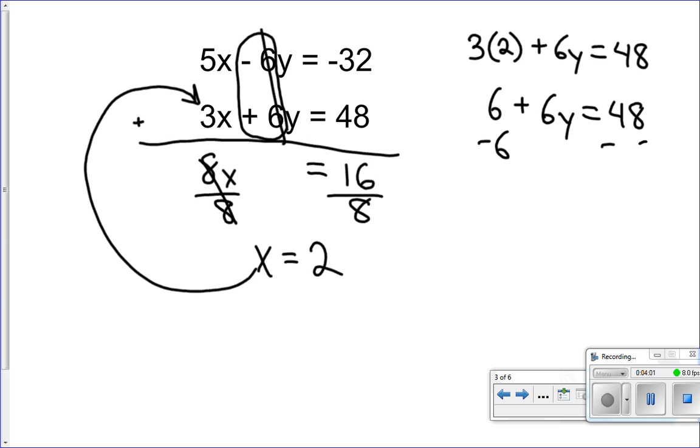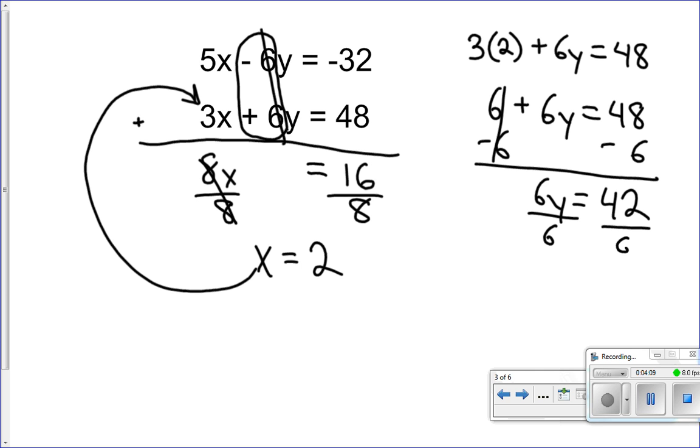Subtract 6 from both sides. I get 6y equals 42. Divide both sides by 6. And I get y equals 7. So the solution to the system of equations would be 2, 7.